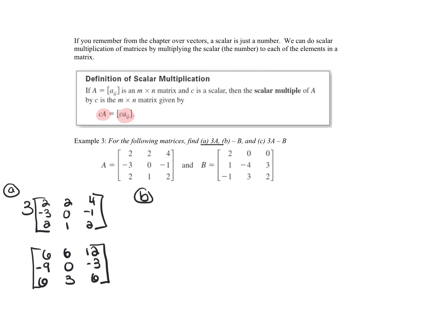B says you're multiplying matrix B by a negative 1. There's a 1 right there, right? Here's like a negative 1. So in theory, all you're really doing is changing all the signs.